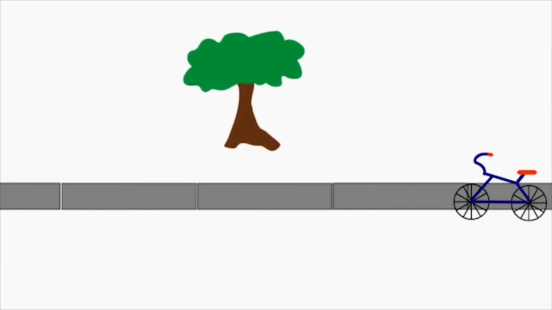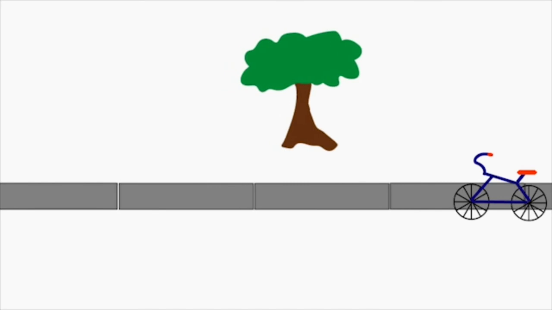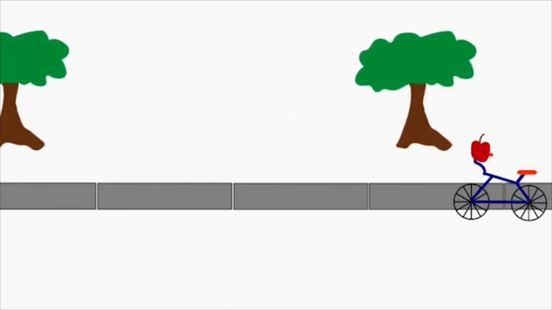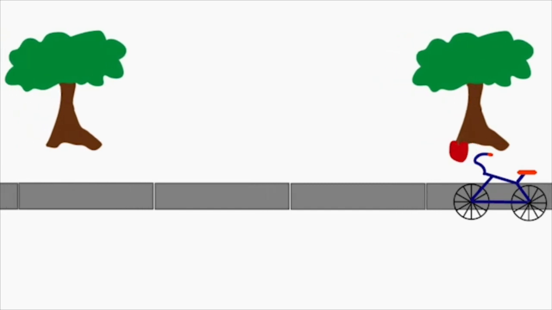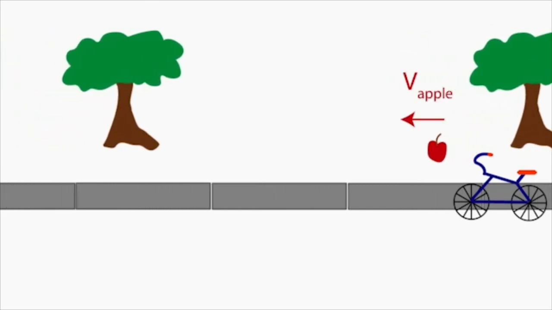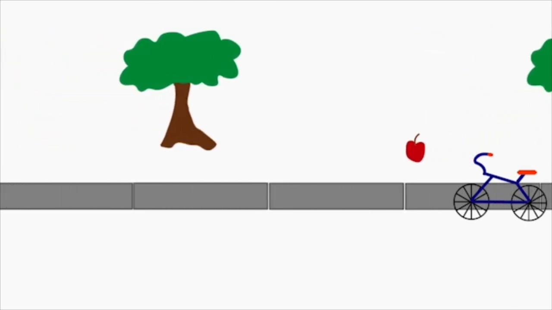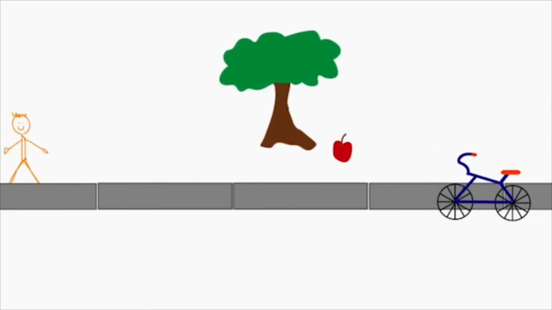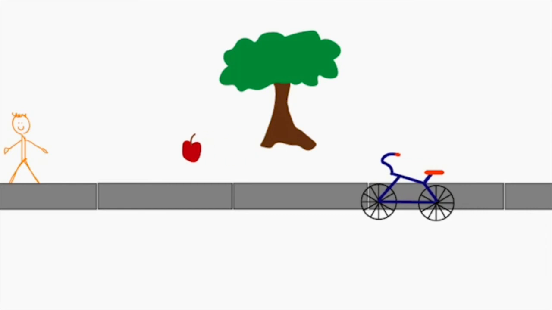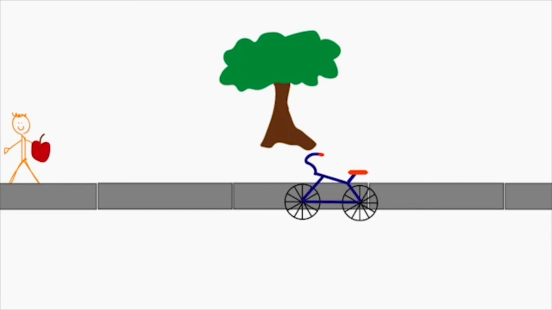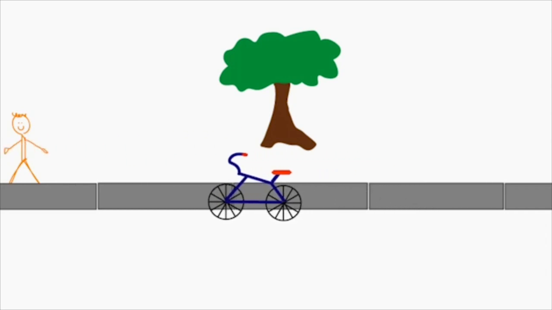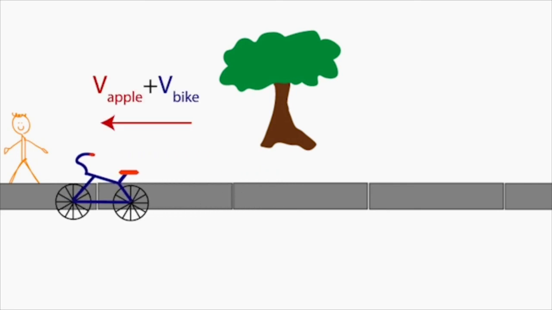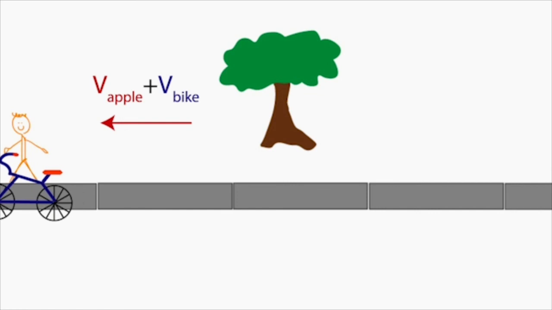Let's say later on the biker throws an apple in the direction of her movement and sees this apple travel to the left with a speed of v apple. Now I want to know what an observer sees in the stationary frame on the sidewalk. The apple appears to be traveling a speed v apple faster than the biker, all to the left, so the observer on the sidewalk will see the apple move to the left with a total speed of v apple plus v bike.